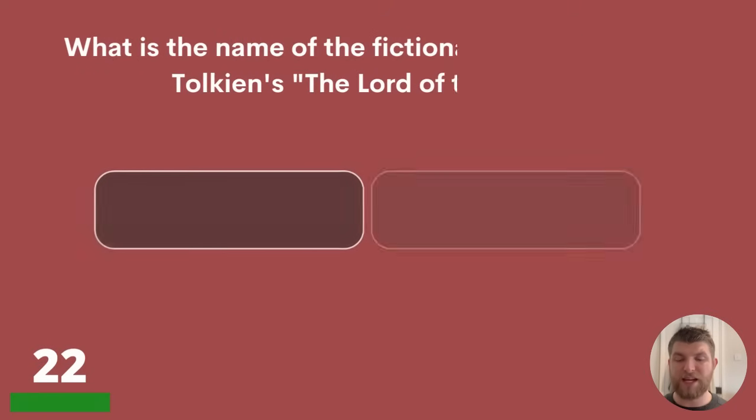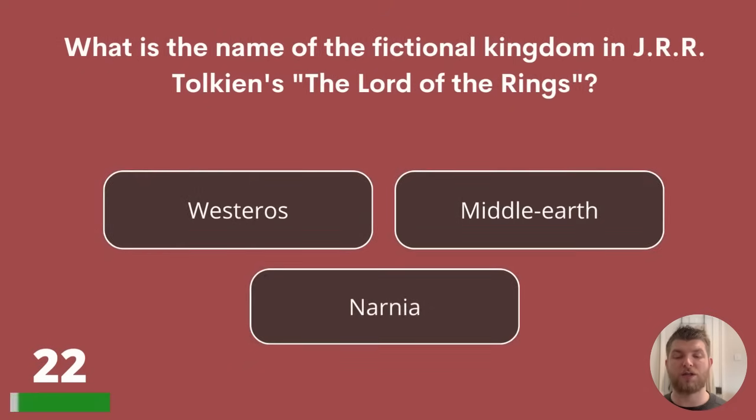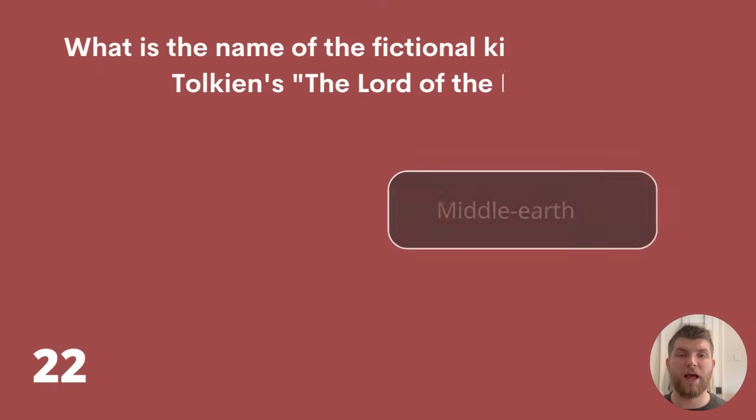22. What is the name of the fictional kingdom in J.R.R. Tolkien's The Lord of the Rings? Westeros, Middle-earth, or Narnia? The answer is Middle-earth.